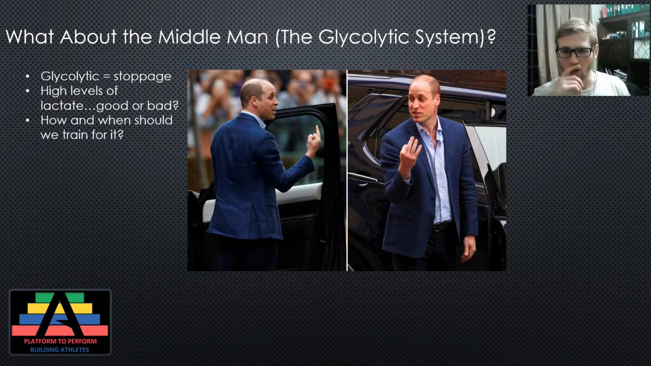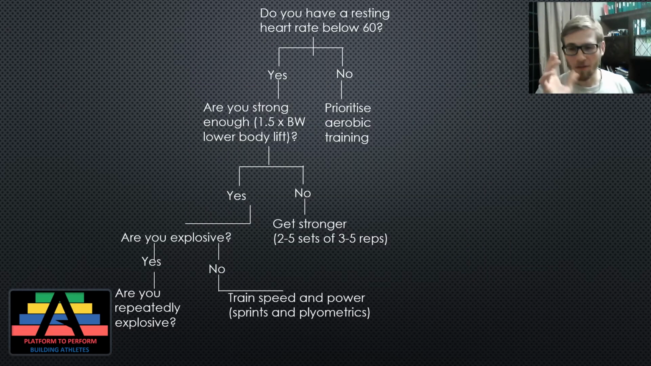So how and when should we train for it? This is something someone else asked me on Instagram that's been getting me thinking of late, but I'm going to try and make it as simplistic as I can. Again, this diagram on the next page is probably overly simplistic, but I think as a general rule, it works pretty nicely. So my first thing is, do you have a resting heart rate below 60? Now, the reason why I say this is because if you've got a heart rate below 60, it probably indicates that your aerobic system is in a reasonable place.